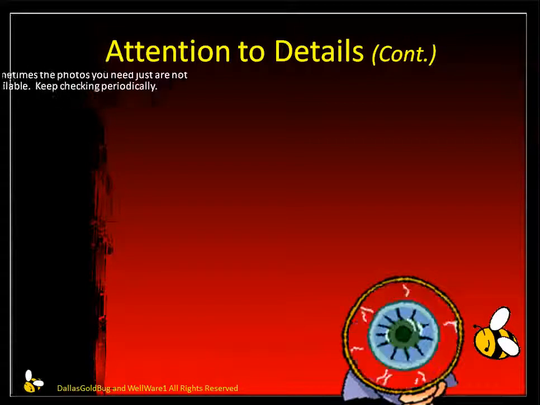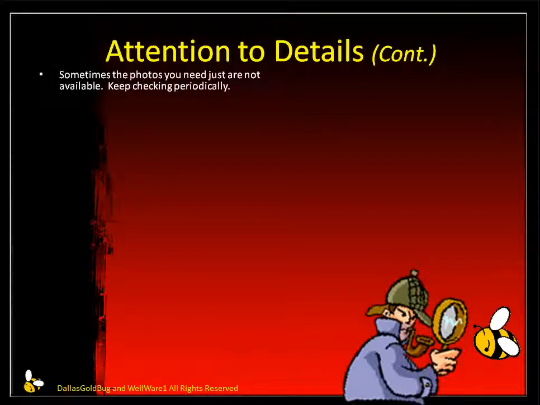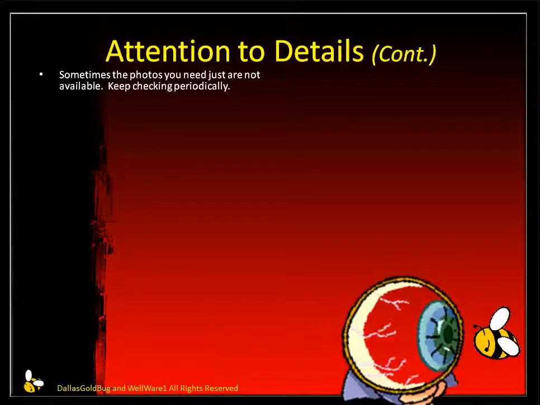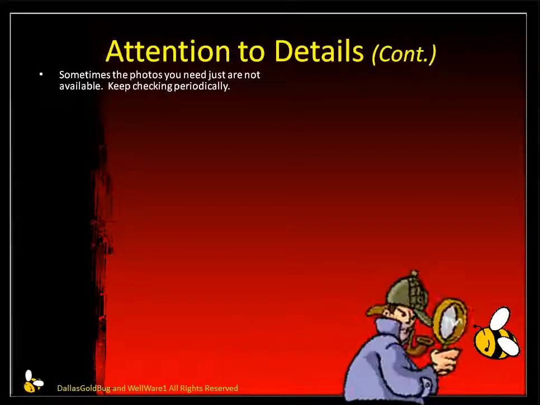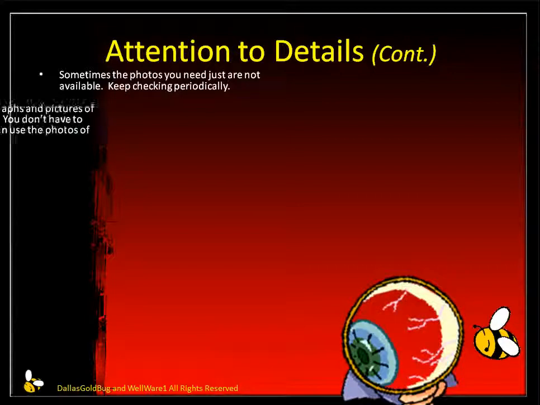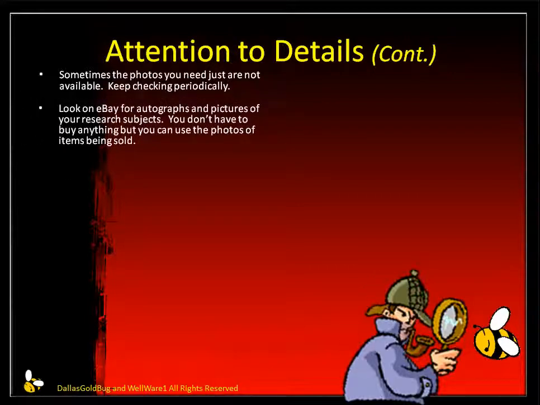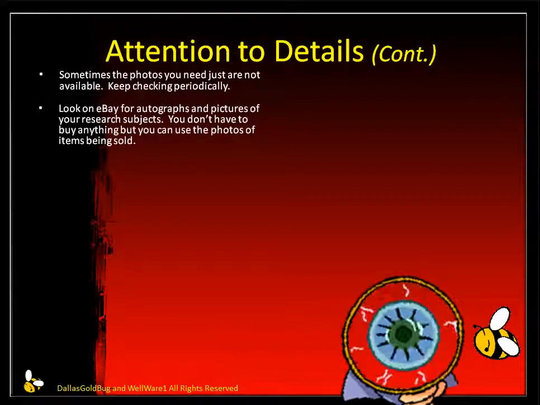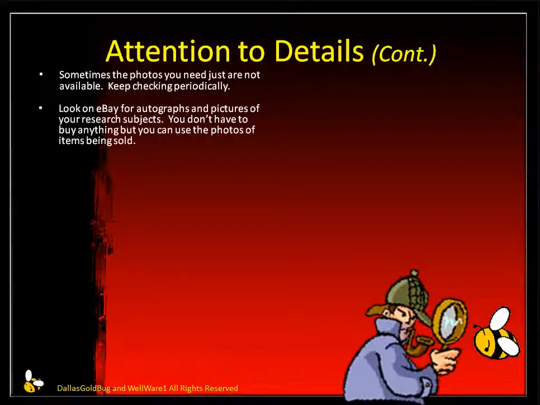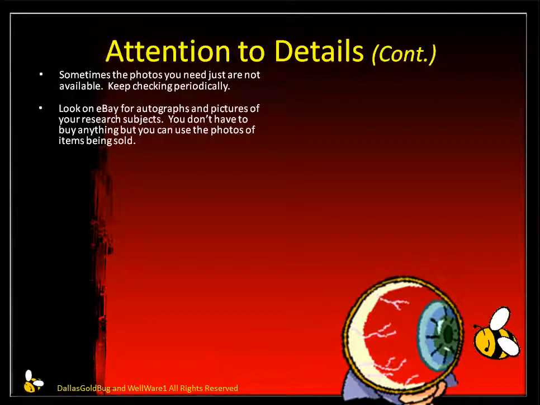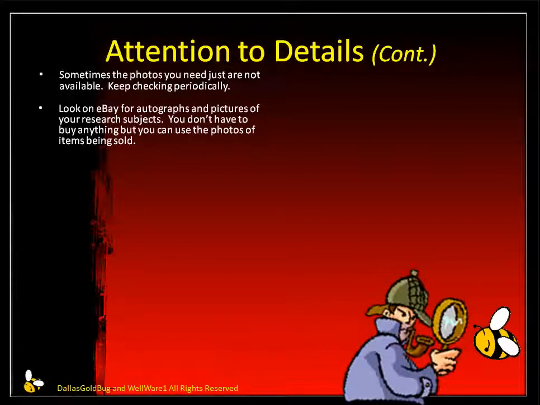Attention to details, continued. Sometimes the photos you need just are not available. Keep checking periodically. Look on eBay for autographs and pictures of your research subjects. You don't have to buy anything, but you can use the photos of items being sold.